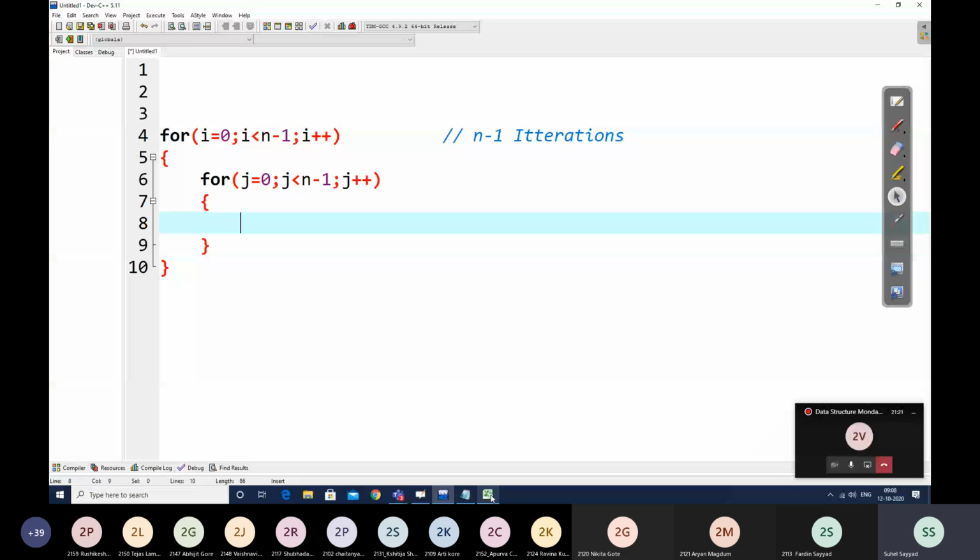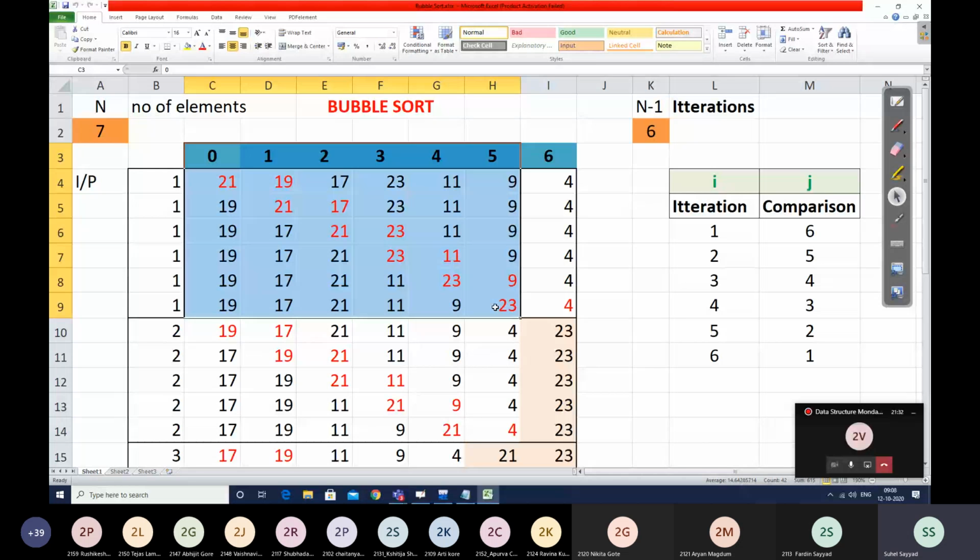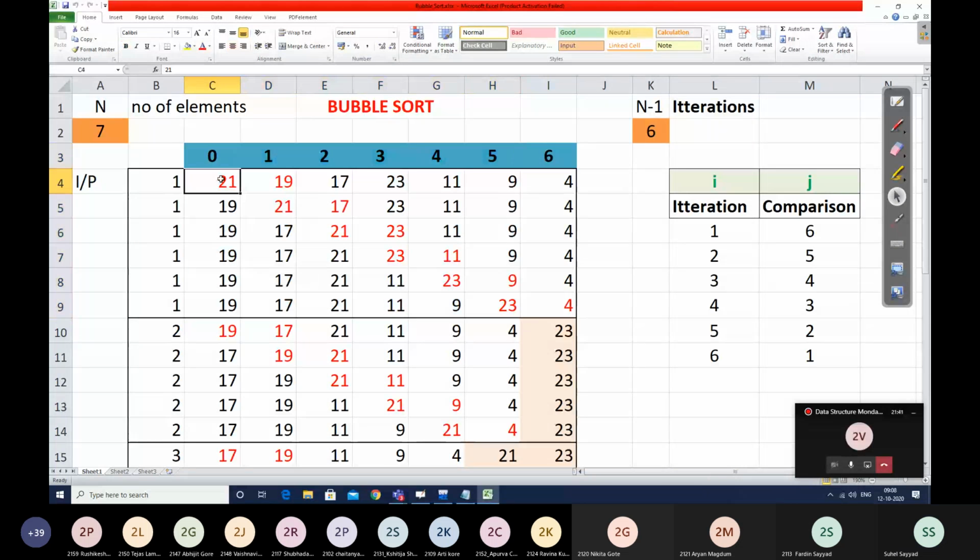So this is how the j loop will capture the blue portion which I am pointing at. Every time you move, how does j get incremented? First j will be at this position, at the 0th position, where you will compare this j with the next number, that is j plus 1. Yellow is j. Green is j plus 1.